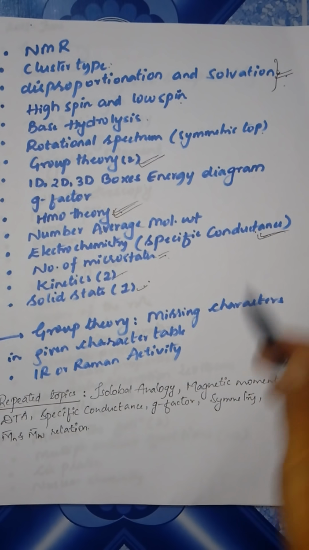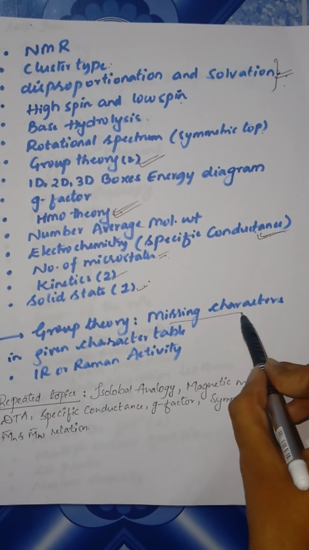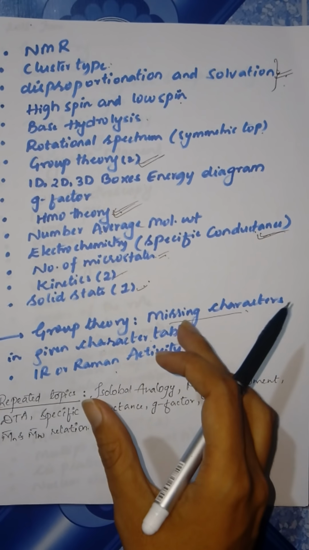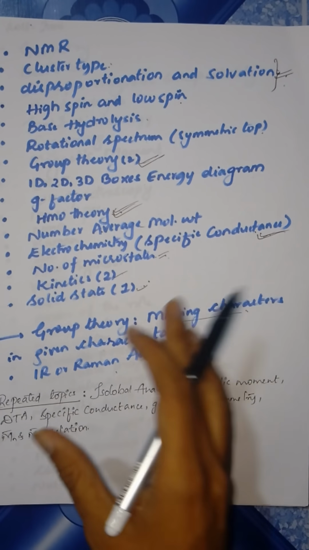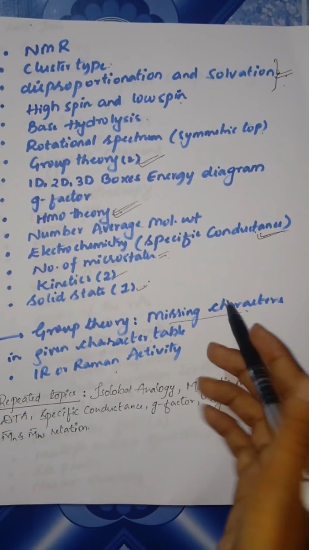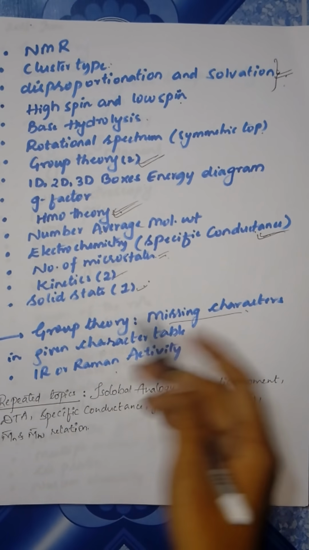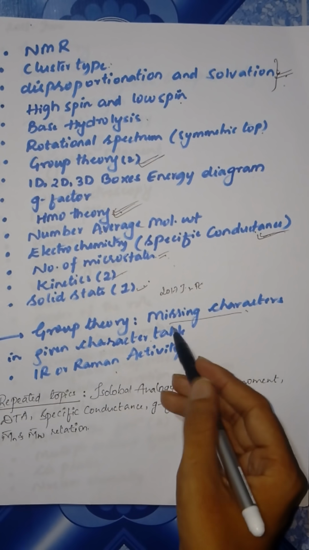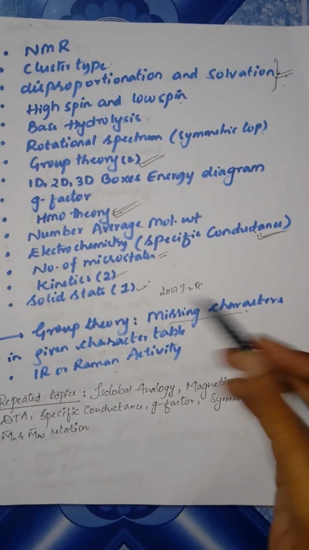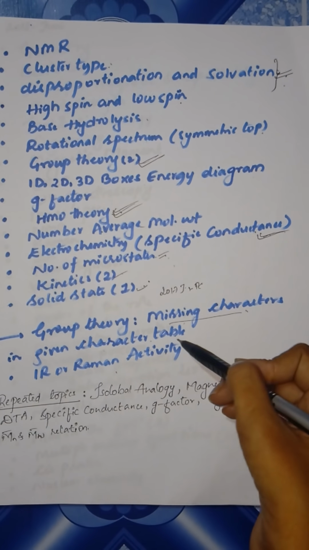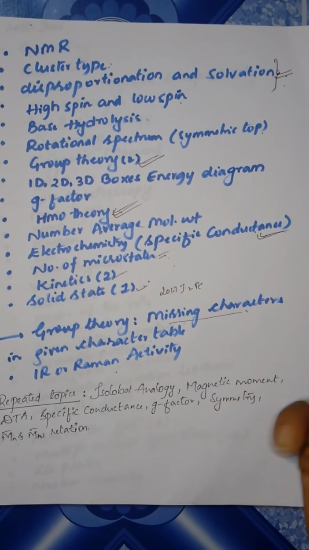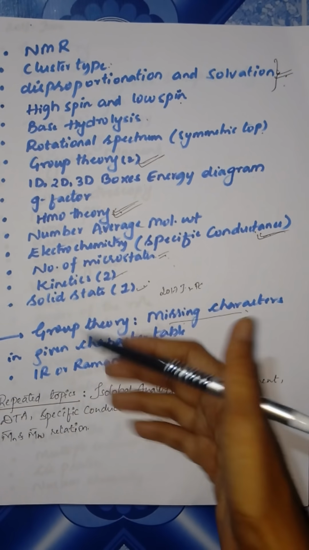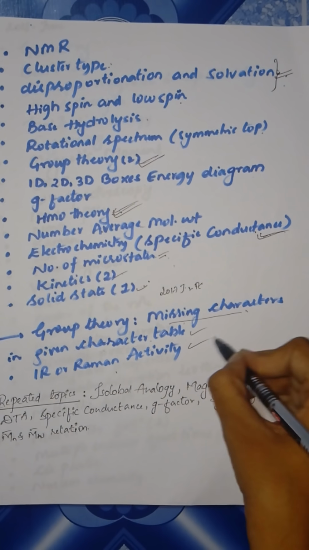Now from group theory, 1 question was to find out the missing characters from the given character table. And another question was they gave a molecule and asked us to find out if it is IR or Raman active, right? So interestingly, in both the papers, 2017 June as well as December, the same questions were asked. Even in the June paper, the question was missing characters in the given character table, just that the character table was different. And here IR and Raman activity, the same even in the previous. So I'll mark even these two questions.